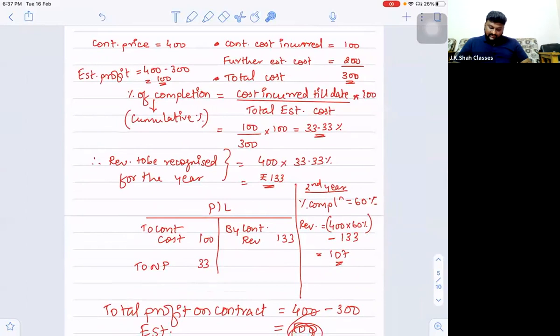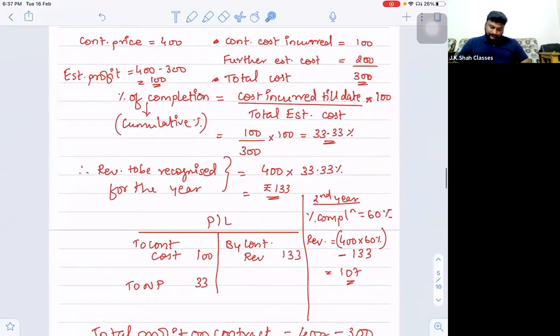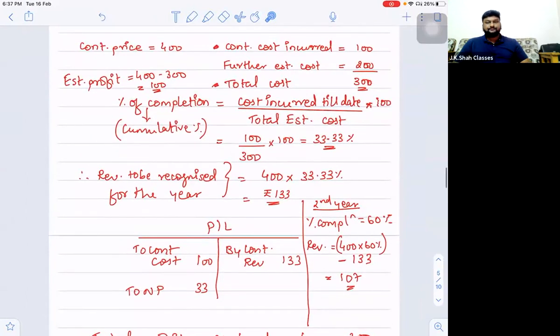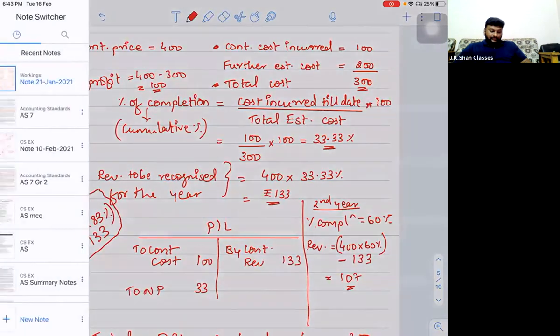So please copy down this simple example. I hope you have copied this down. Let us go ahead now.